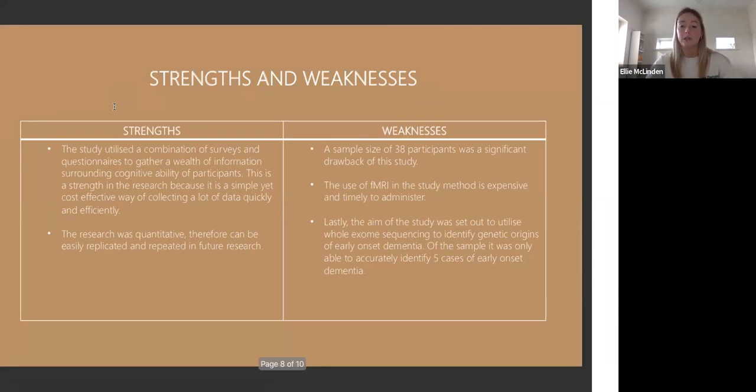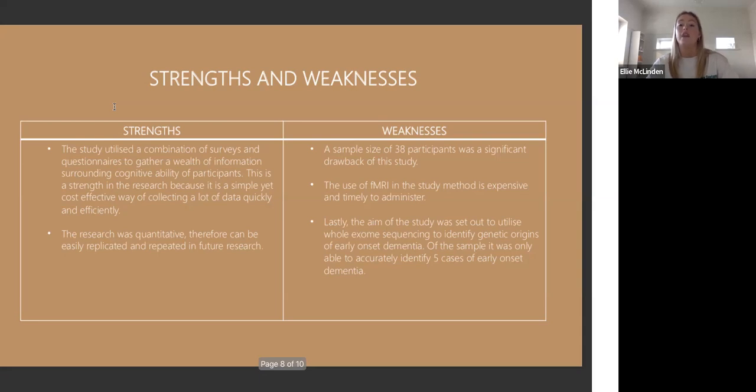Weaknesses. A small sample size of 38 participants was a significant drawback of this study. A small sample size reduces the ability to generalise results to the greater public and reduces the significance of the study findings. Future research should aim for a larger sample size.